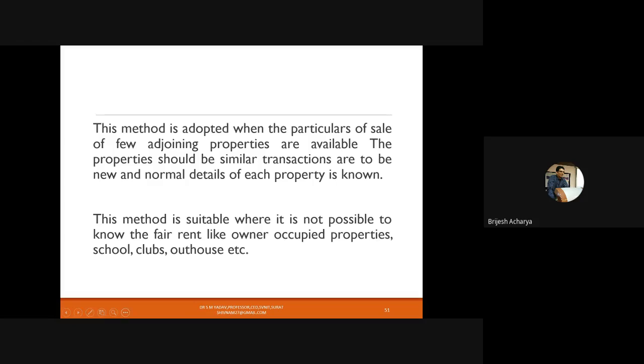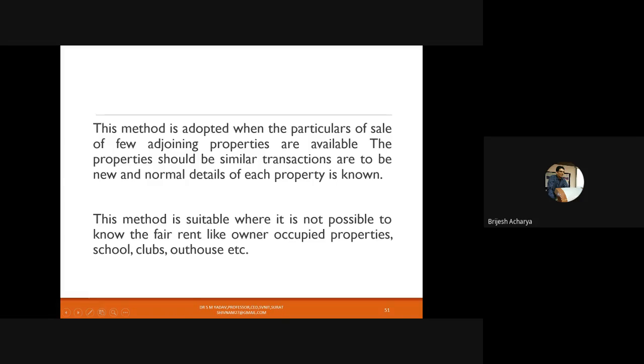Unfortunately, I am not that conversant with Google Meet, and because of that I am not asking you questions in chat. But if I can see the chat in this Google Meet also, I would like to ask you questions along with this particular presentation, where you will find the sale of adjoining property.